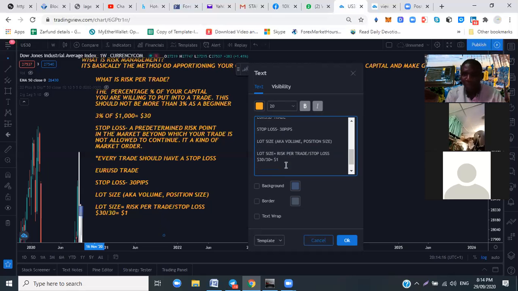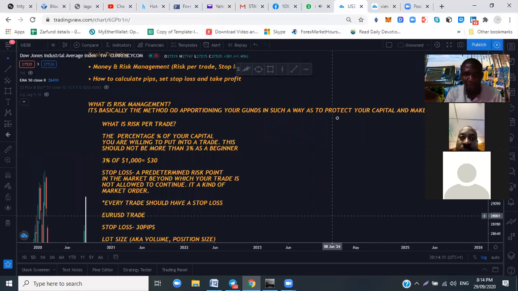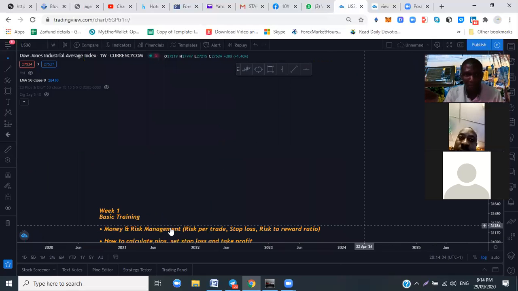So for us to get our lot size, we have to understand that when you're opening an account with a broker, there are 3 different types of accounts. Hold on, guys. Let me shift this upward so we have space.